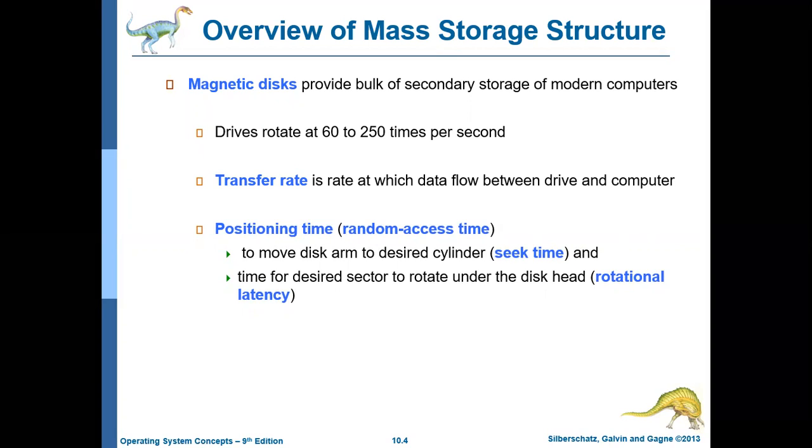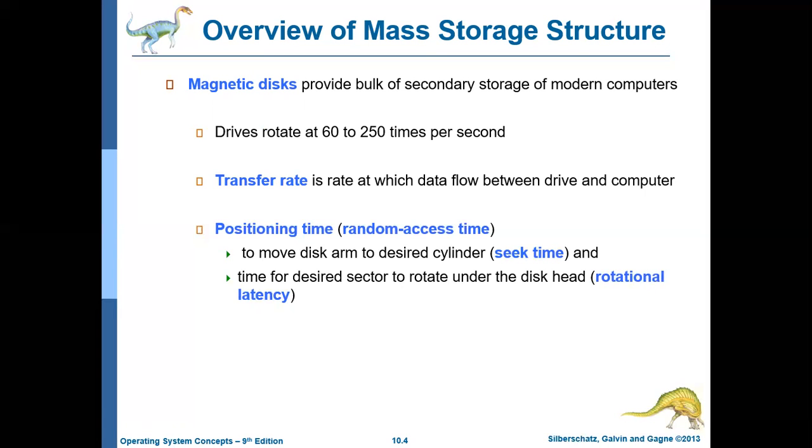The positioning time, or the random access time, consists of two things. It includes seek time and rotational latency. Seek time is defined as the time required to move the disk arm to a particular cylinder. And rotational latency is the time required to move the desired sector under the head.